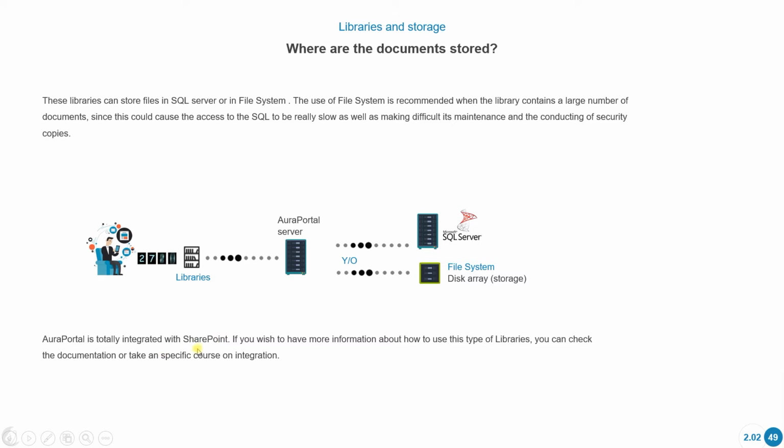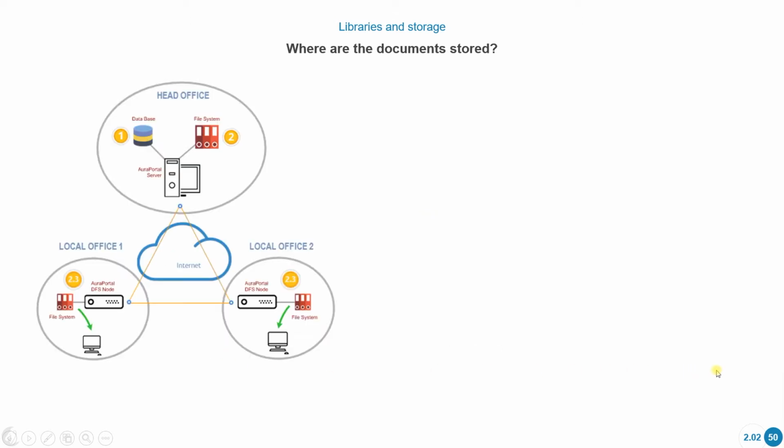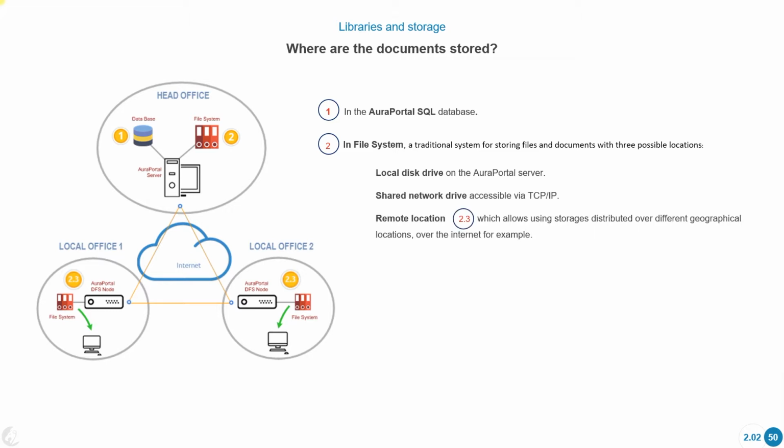Aura Portal is totally integrated with SharePoint. Where are the documents stored? They can be stored in the Aura Portal SQL database, or in File System, a traditional system for storing files and documents. Here we have three possible locations: local disk drive, shared network drive, and remote location, which allows using storage distributed over different geographical locations and its connection through internet.